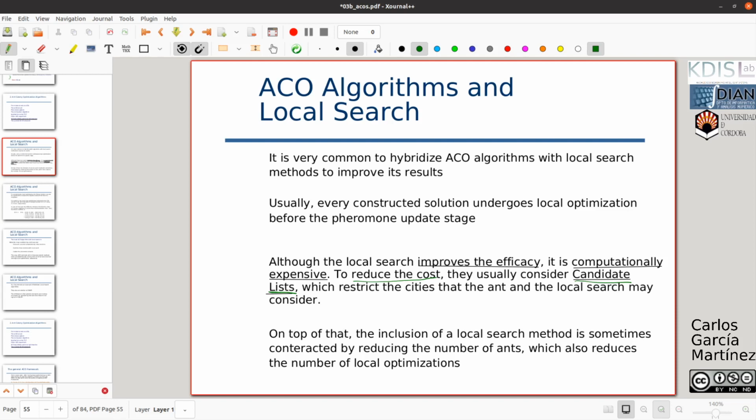I told you about candidate lists in taboo search. Perhaps you can recall that taboo search might be a bit slow, a bit computationally expensive, because it has to evaluate the whole neighborhood of the current solution. So in order to reduce this cost, you can reduce the number of neighbors you evaluate.